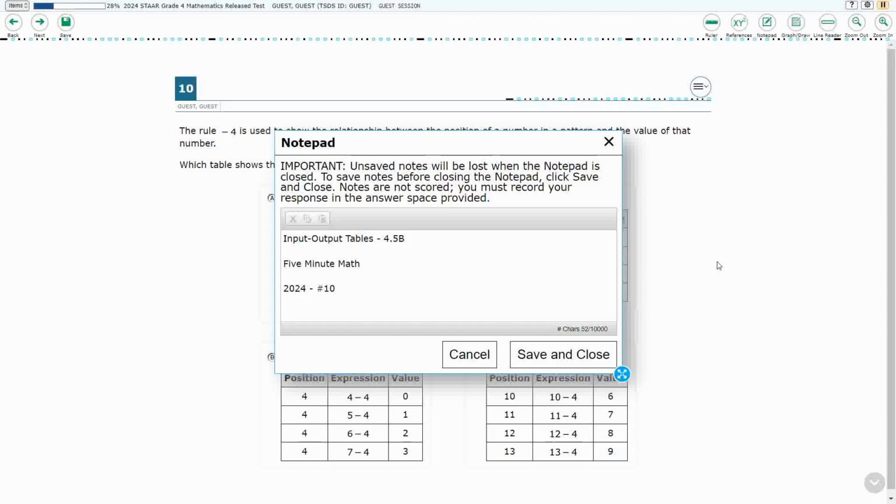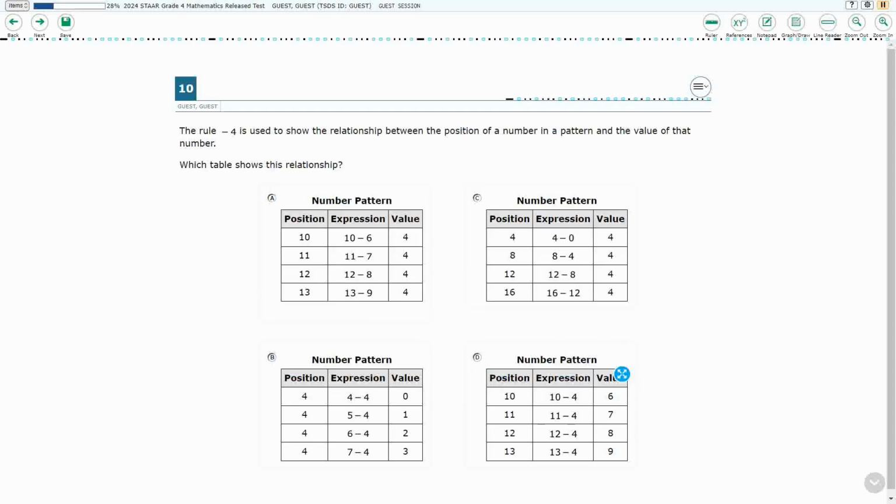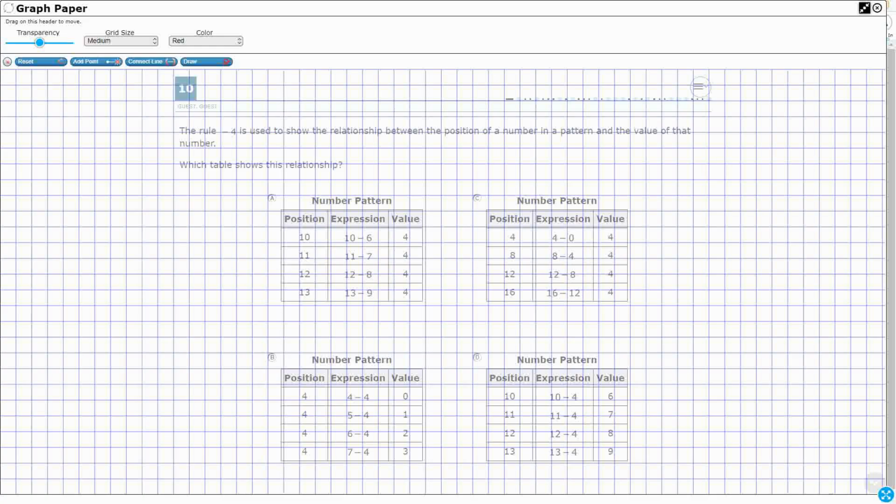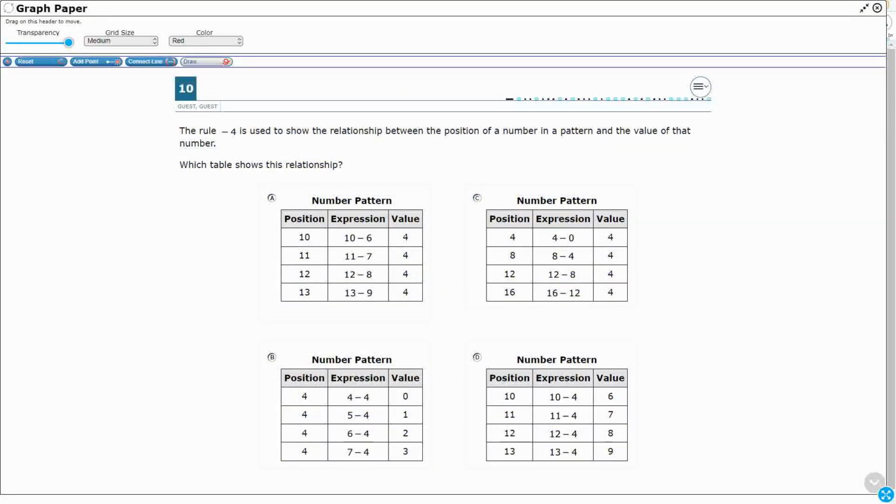Today we are looking at the fourth grade concept of input-output tables. This is standard 4.5b in the great state of Texas. We are using item number 10 of the 2024 released STAAR test. If you haven't done so already, please go ahead and take a moment to pause the video, work this problem out on your own, unpause it, and we will look at our answers together.